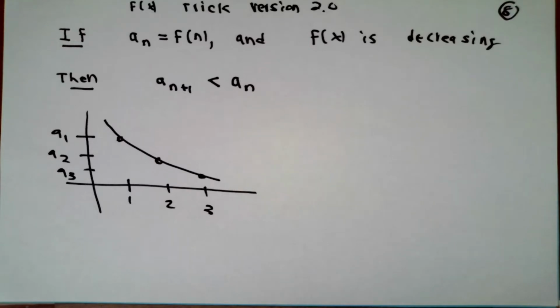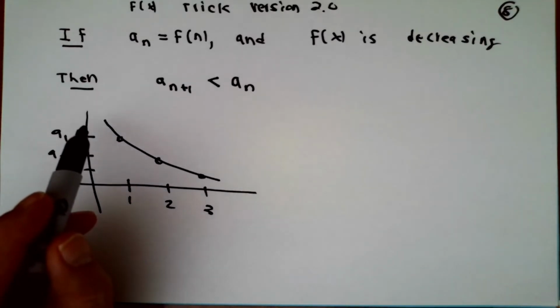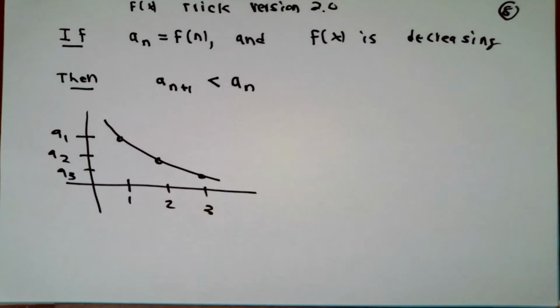As a second variation on a theme on the f of x trick, if I have a function f of x that gives me back my sequence terms when I put whole numbers into the f function, and if the f function is decreasing, that means that the a sub n plus 1 number must be smaller than the a sub n number. The reason for this is if f is decreasing, as I go from left to right on the graph of f, the y coordinates have to decrease.